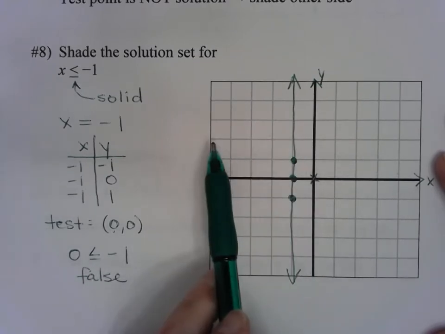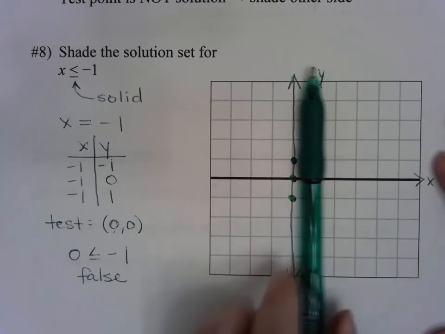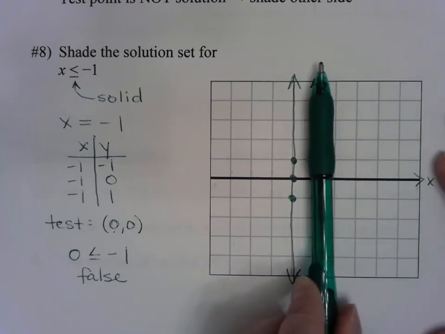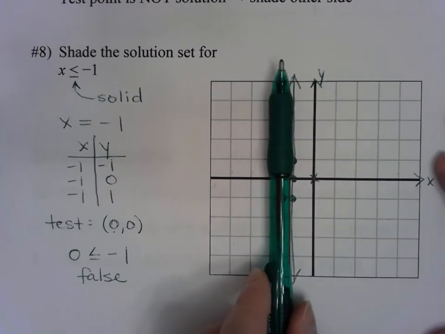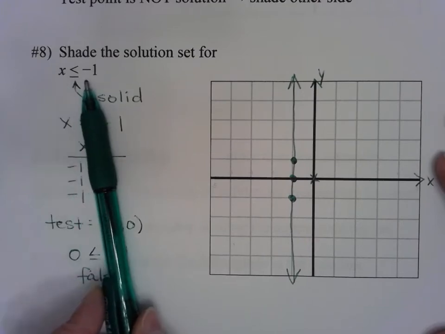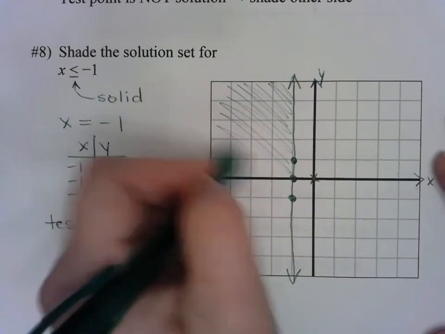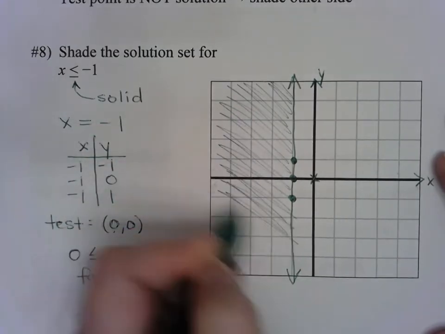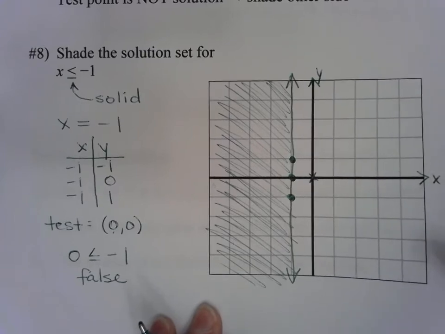We suspected we were going to shade to the left. This is not a solution, which means none of the points over here on the right are solutions. So I want to shade on the other side of the line where the x values are smaller than -1. Usually a pencil works best for this shading, but it doesn't have to be perfect. Hopefully that gave you a basic idea of the process.